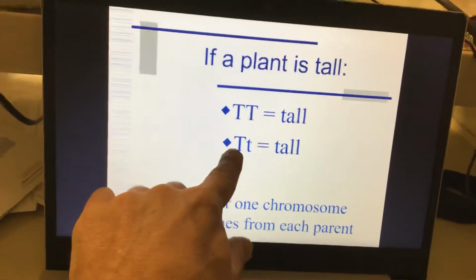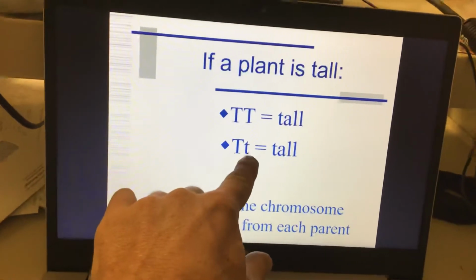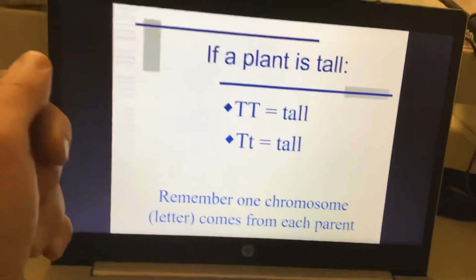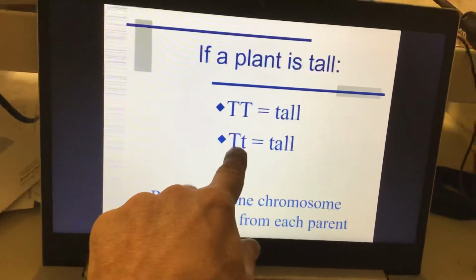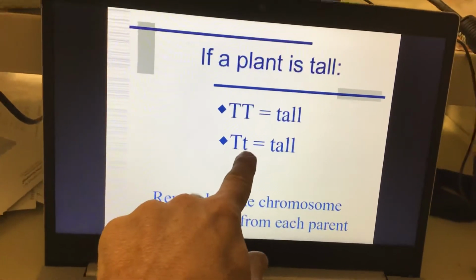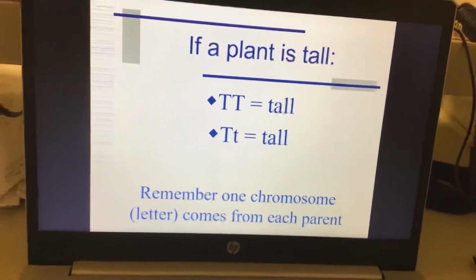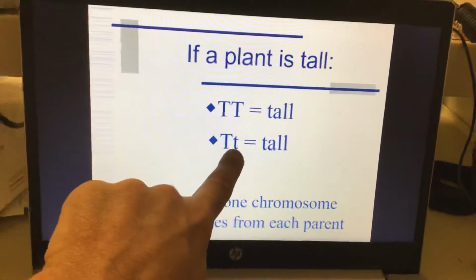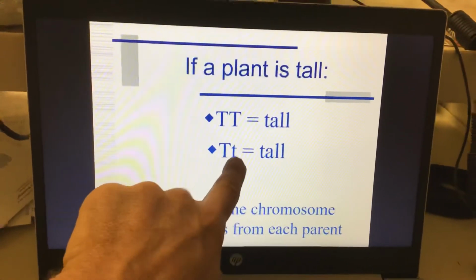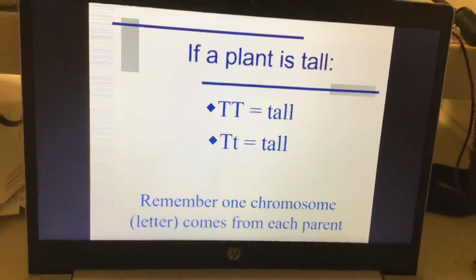If it has a big T from mom and a little t from dad, it's still going to be tall. Maybe it got switched around. Maybe this is from dad and this is from mom. It doesn't matter. The big T is the dominant trait, so it's going to show. The little t is still there. Okay, that short gene is still there, but it's not showing.